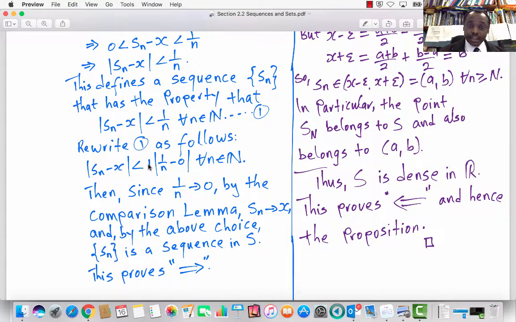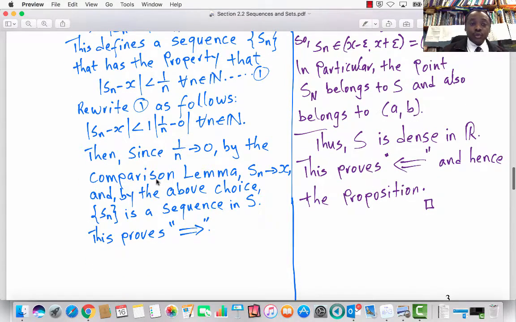This one here is our real number c. 1 over n converges to 0. We proved that back in section 2.1. This is our constant c. So by the comparison lemma, we can conclude that the sequence Sn converges to x.